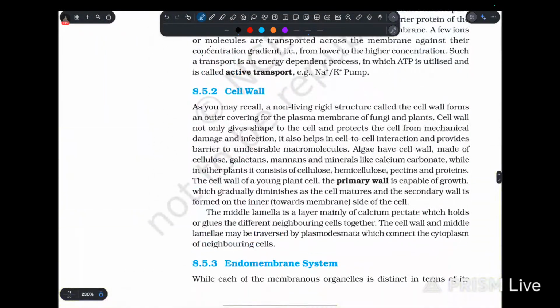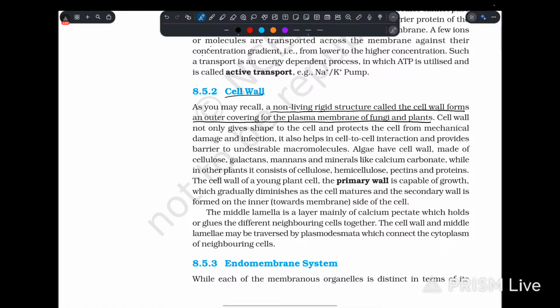Now we are going to talk about the cell wall. As you may recall, a non-living rigid structure called the cell wall forms an outer covering for the plasma membrane of fungi and plants. Animals do not have a cell wall, which I told you in earlier lectures as well, but plant cells and fungi have a cell wall.